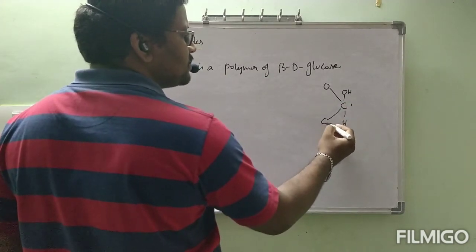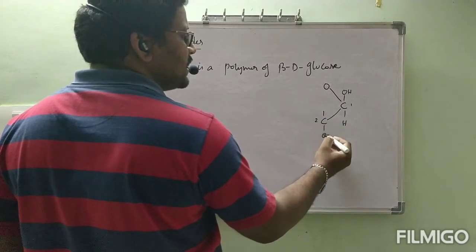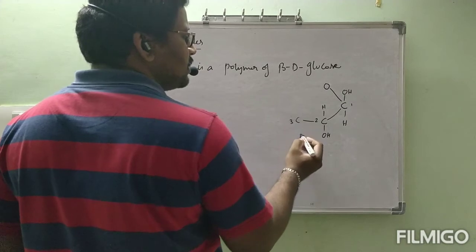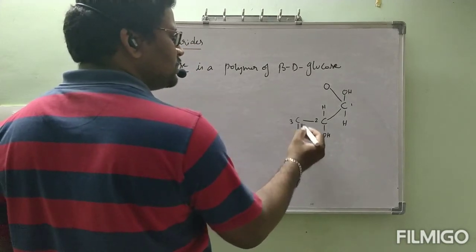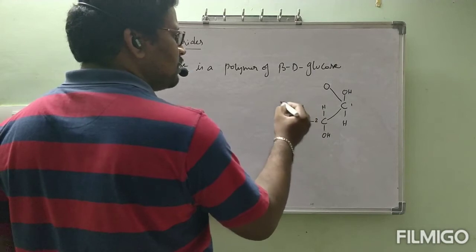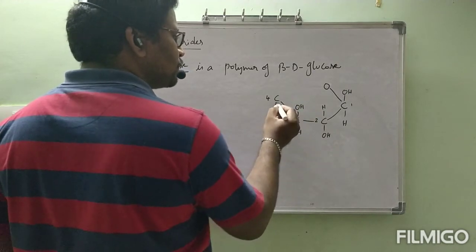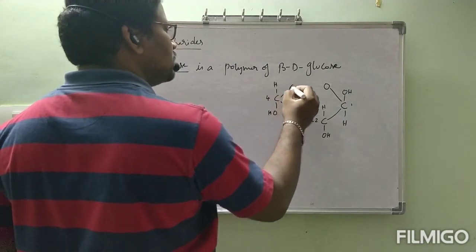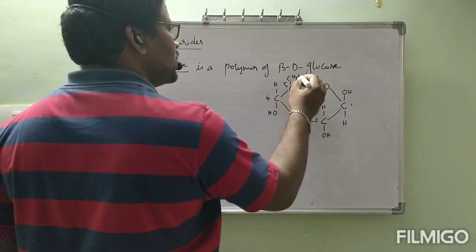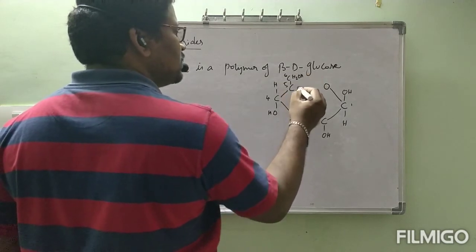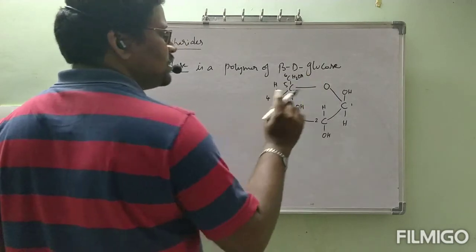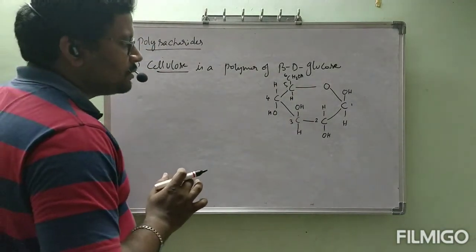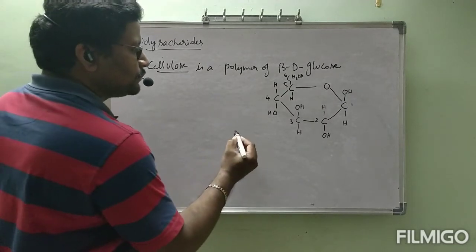Next, this carbon is bonded to the second carbon. Second carbon, right side OH, H. The second carbon is bonded to the third carbon. Third carbon, H, OH. Fourth carbon, OH, H. Next, fifth carbon, CH2OH. Sixth carbon, here H. This is one unit of beta-D glucose. Next, coming to the next beta-D glucose molecule.